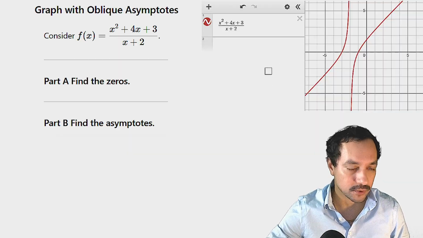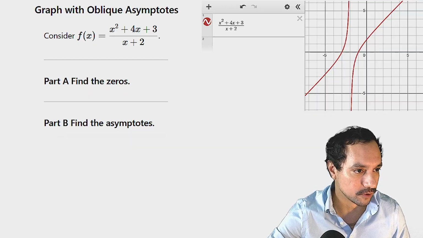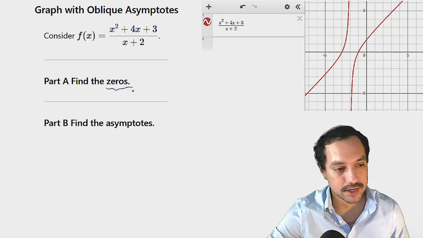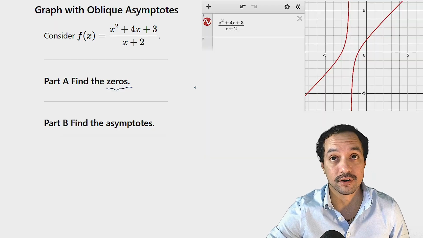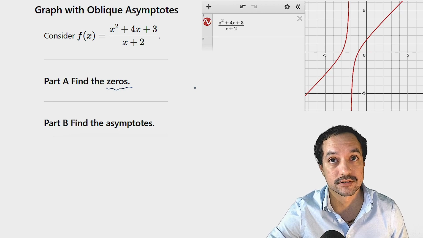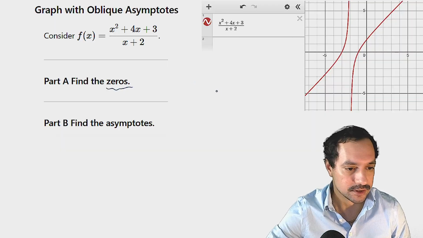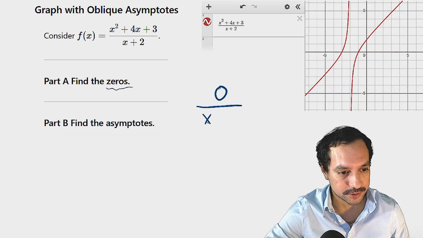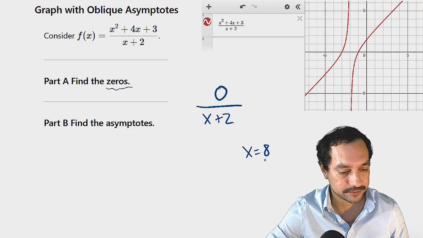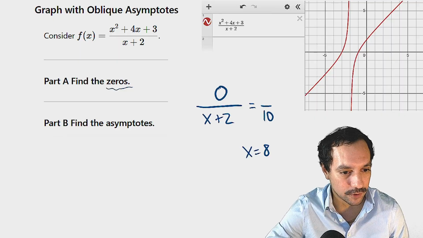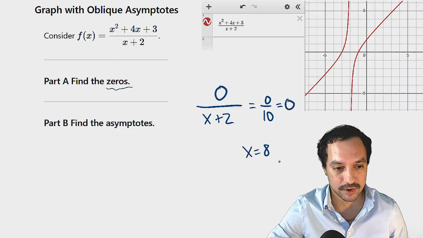And the first thing we're going to start by doing is finding the zeros. Zeros is another word for x-intercepts. So we want to find the x-intercepts. Now, any place where the numerator is 0 is going to create a 0 output value. So let me show you what I mean by that. For example, if I say 0 over x plus 2, and let's say x equals 8, it doesn't matter, I'm going to get 0 over 10, which if you put it in a calculator, is just going to be 0.